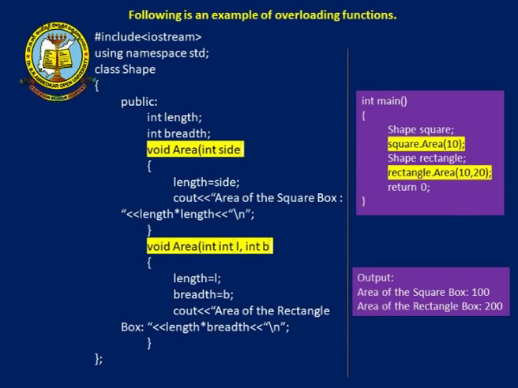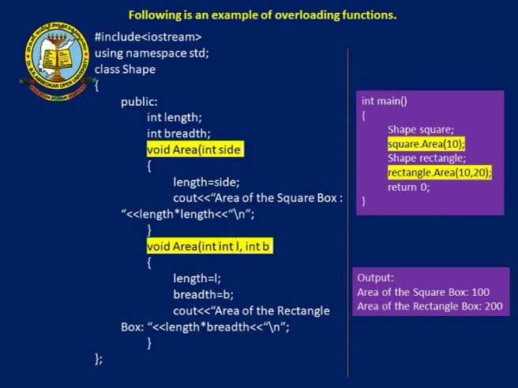But there is a difference. Their prototypes are different. Here prototype means the type of arguments and the number of arguments are different. In the first case, the area method takes only one integer type argument, and in the second definition of the area function, it takes two arguments. It takes how many arguments? Two arguments. One integer type length and another is int b for breadth.